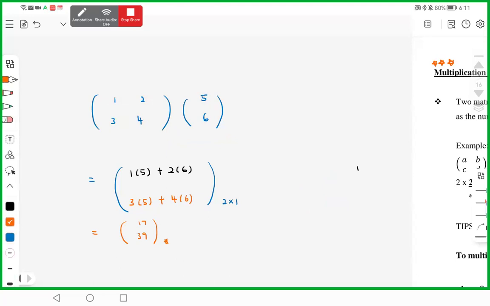Okay, why do we plus? Okay, and multiplication. When we do the multiplication, we have to sum up both multiplications. That's why we have to plus, because we have 2 elements there.